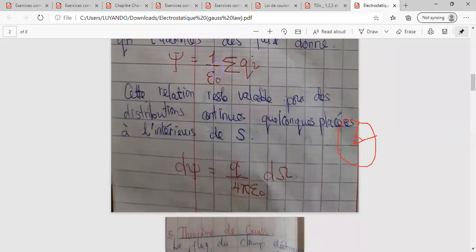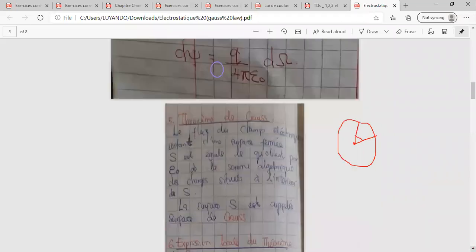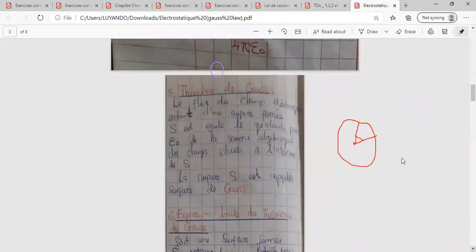So we talk about theorem de Gauss now. Theorem de Gauss: the flux of the electric field coming out of a closed surface S is equal to the quotient of the charge per epsilon zero, which is what I've been saying. So they're saying the electric flux coming out of a closed surface S is equal to the charge over epsilon zero.